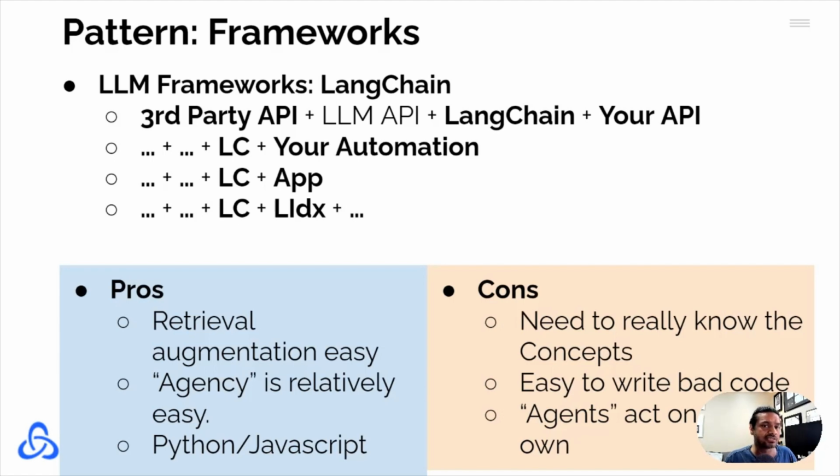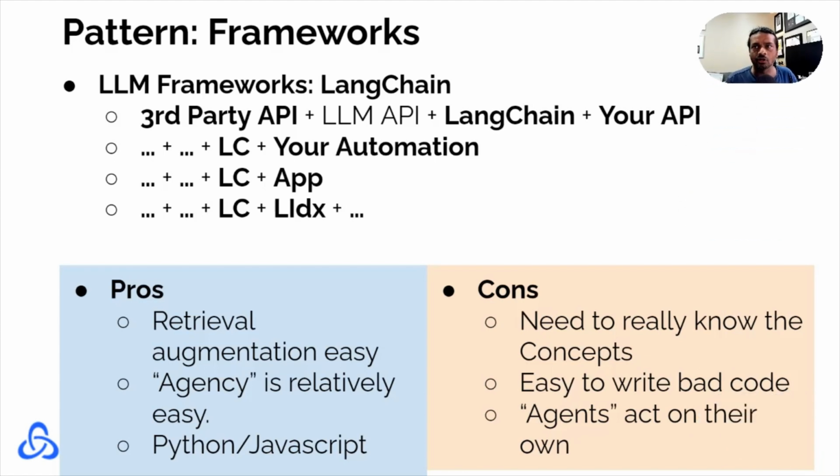Pros, agency is relatively easy. Retrieval augmentation is easy. LangChain is implemented in Python and JavaScript. There's a Java version that somebody's working on as well. The cons are that you really need to know the concepts. It's easy to write bad code. And then sometimes the agents will kind of act on their own, and they don't do what you want because, again, it's a conversation for another time.